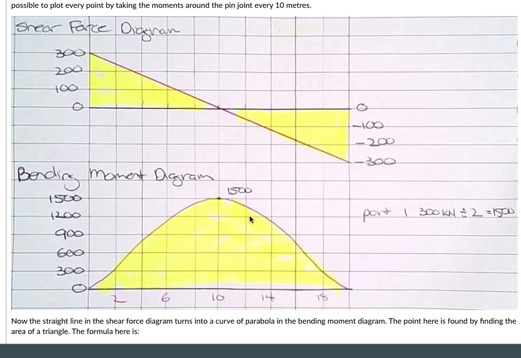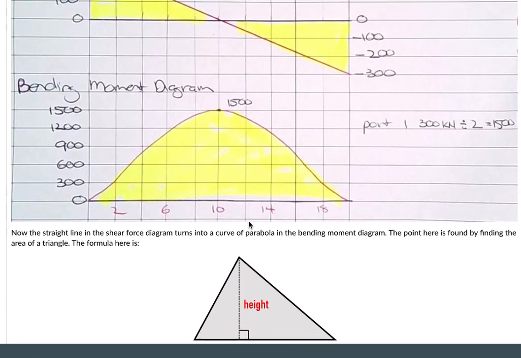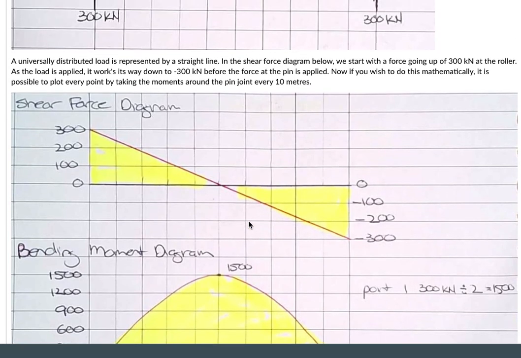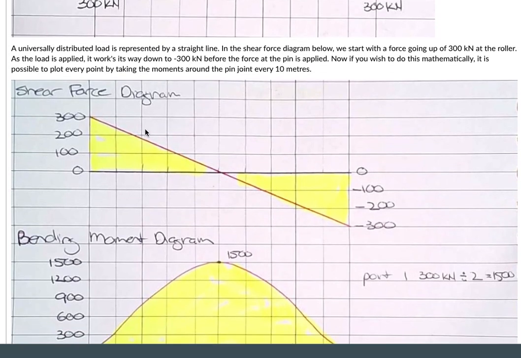Okay, so again, these aren't difficult. It's a matter of knowing the process in how to plot it. Basically just plotting the forces as we come across them. Universally distributed load, it's a straight line, and what we're doing is calculating the area within the shear force diagram to find the points on our bending moment diagram.